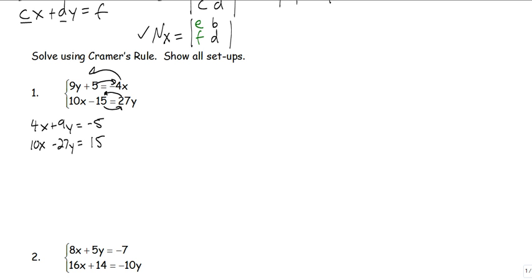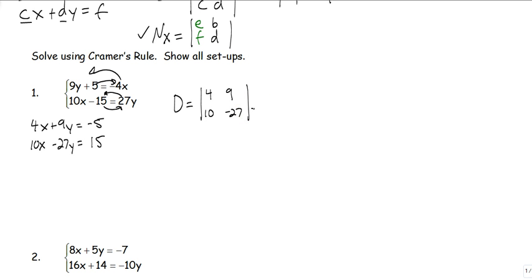And we can now set up our determinants, just using the format that I did up above. So the first thing you want is your D determinant. The D determinant is just the coefficients in front of your x's and y's. So 4, 9, 10, and negative 27.